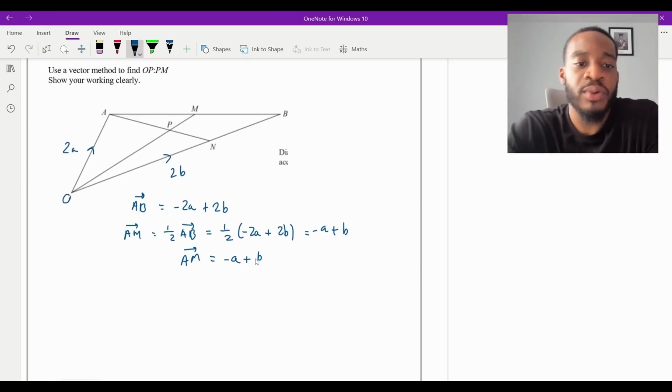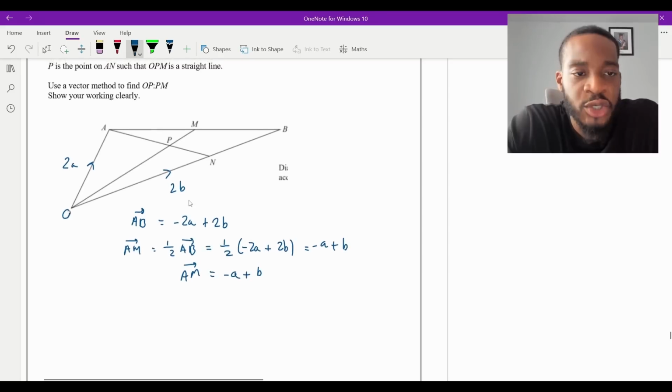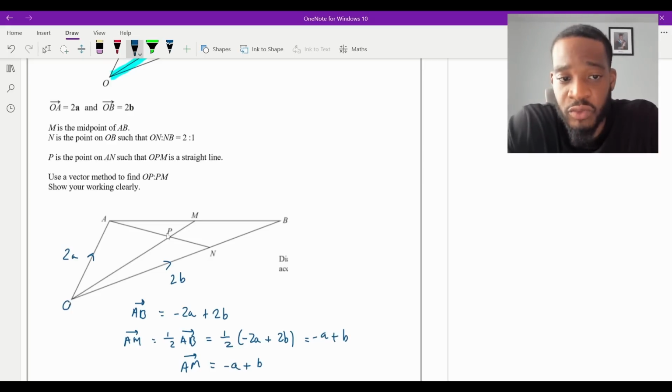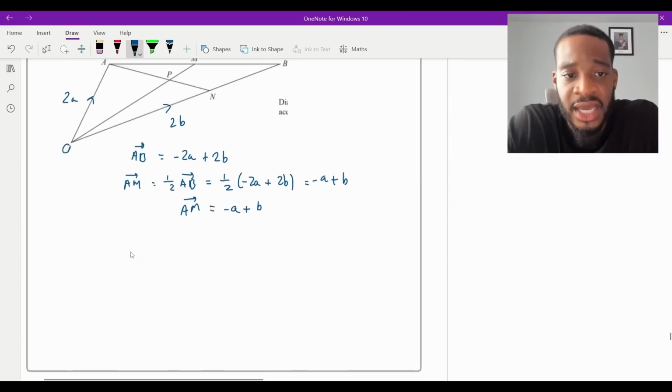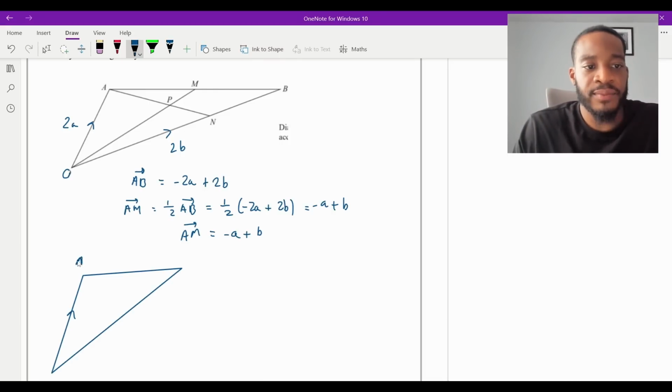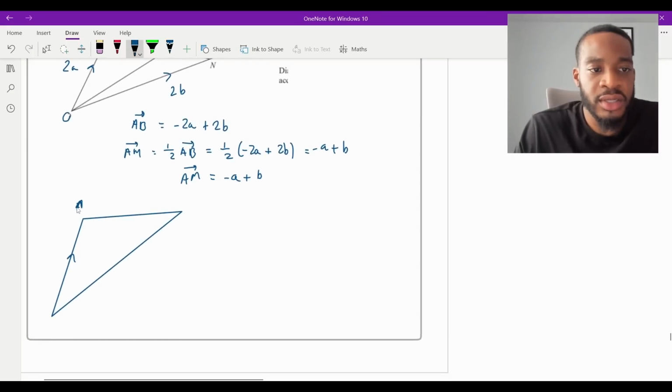Well, how does that help us? What other piece of information do we have here? Remember, we're trying to figure out what the vector O to P is. So what I can do is get another triangle. There's a couple of triangles here, and I'm going to break this down. I'm going to draw the triangle AOM, and you'll see why. AOM is going to look something like that. This is A, that's O, and then that is M.